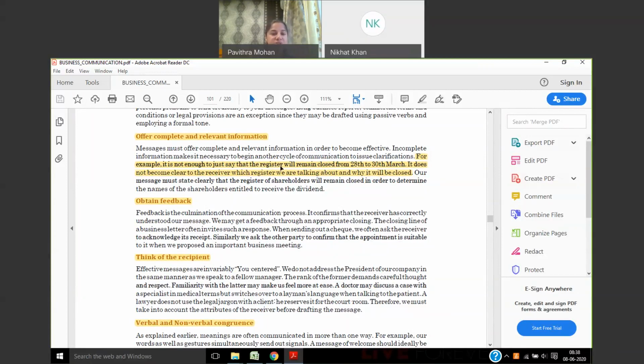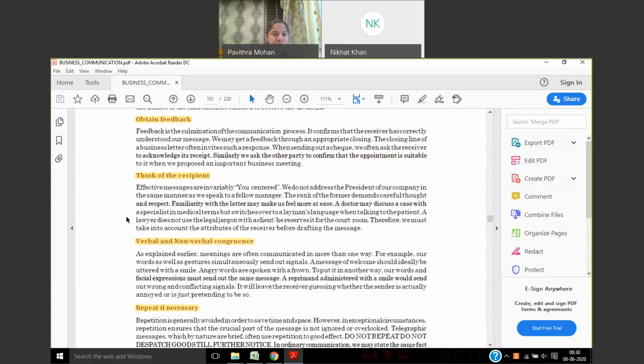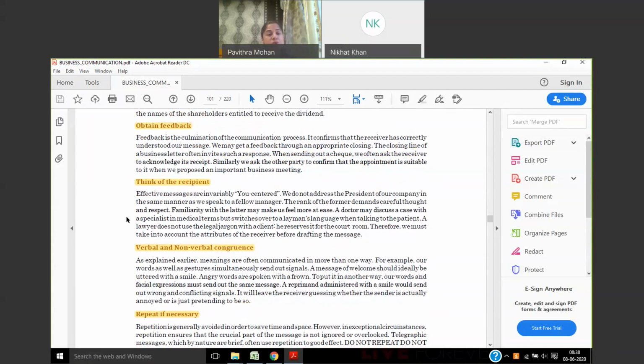The register can be a register of charges or any other register. So instead, if I make it very clear that the shareholder register will be closed, it will be more complete and relevant. So kindly ensure you give complete information. Then obtain feedback. Once the information is sent across, kindly ensure feedback is taken on the information that was sent. Think about the recipient.